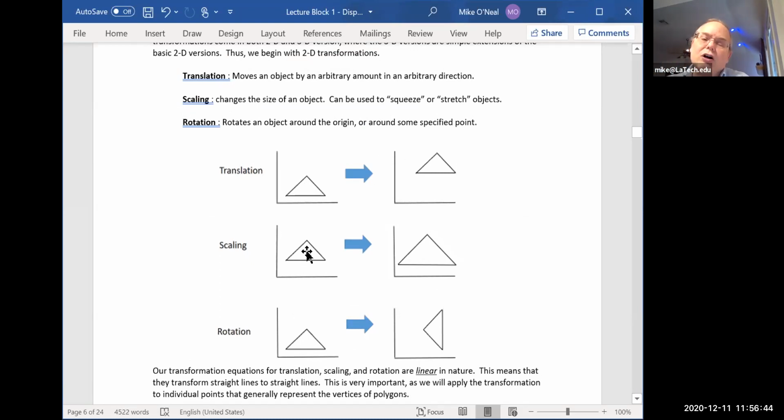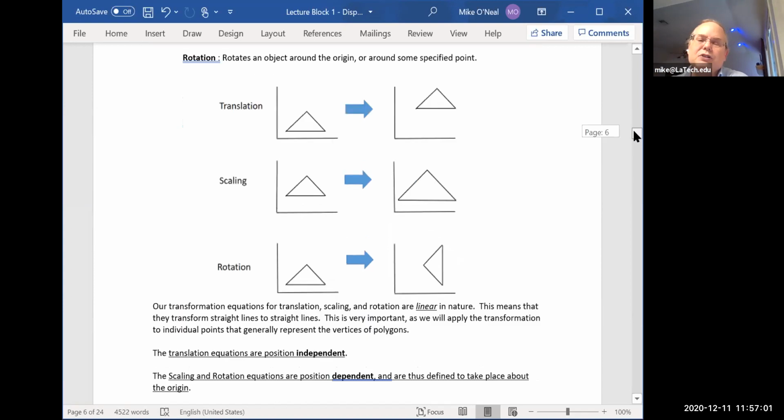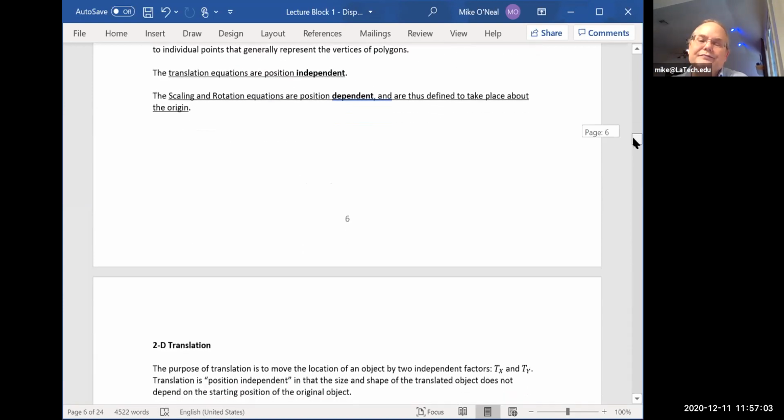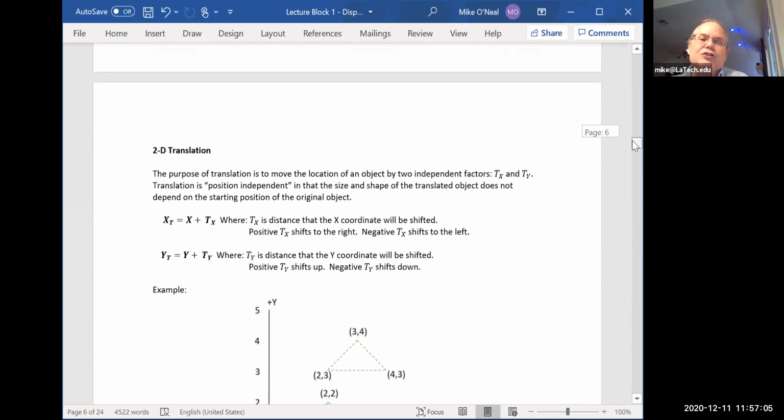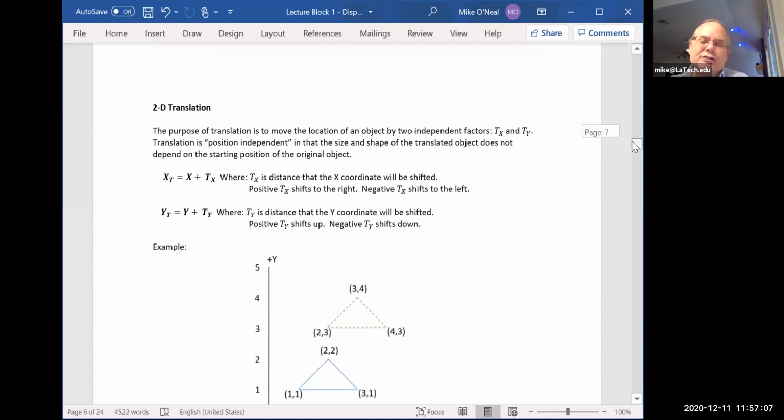Scaling and rotation are dependent. For them to work in a natural way, your object really needs to be centered on the origin. For scaling to work in a natural way and for rotation to work in a natural way, the objects need to be centered. And we'll talk about that. So let's look at some equations.